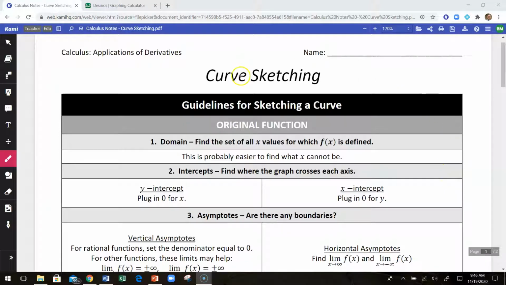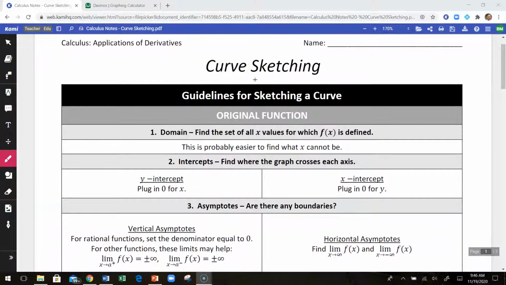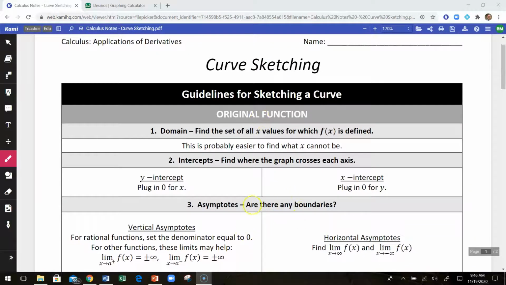In this video we're going to talk about curve sketching. Basically it's a culmination of everything that we've been working towards. So if I have a function, I can know a lot about the graph of that function through the use of our first derivative test, our concavity test, knowing how to find asymptotes and intercepts and things like that.